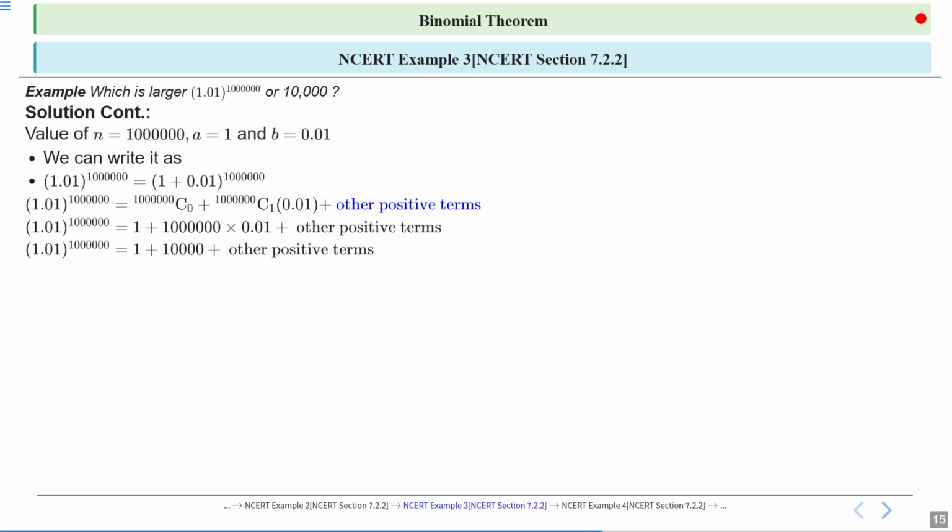Okay, and here this is equal to 1 plus 1.6 plus other positive terms. Okay, so here 1.01 to the power 160 is greater than 10,000. Hence 1.01 to the power 160 is greater than 10,000. Clear? I think it's clear to all of you. So now let's move to the next example.